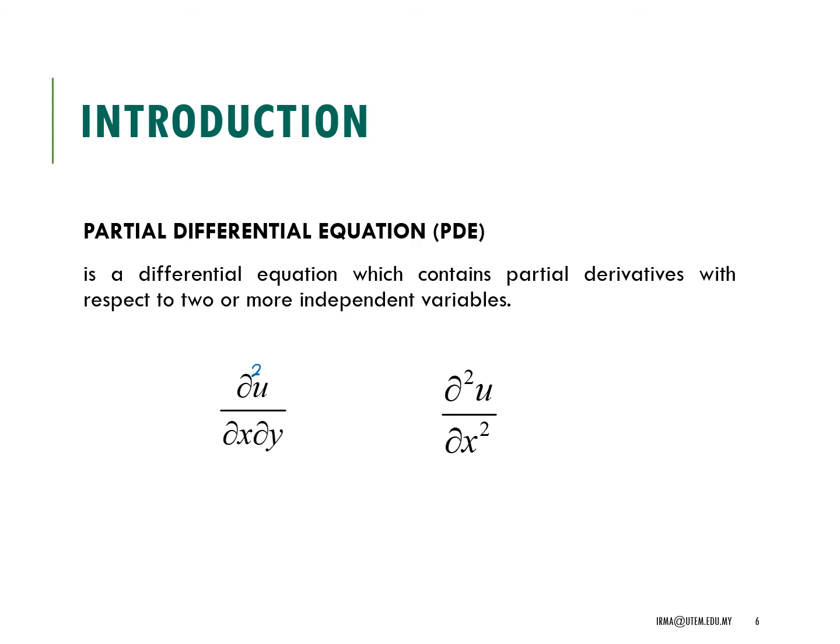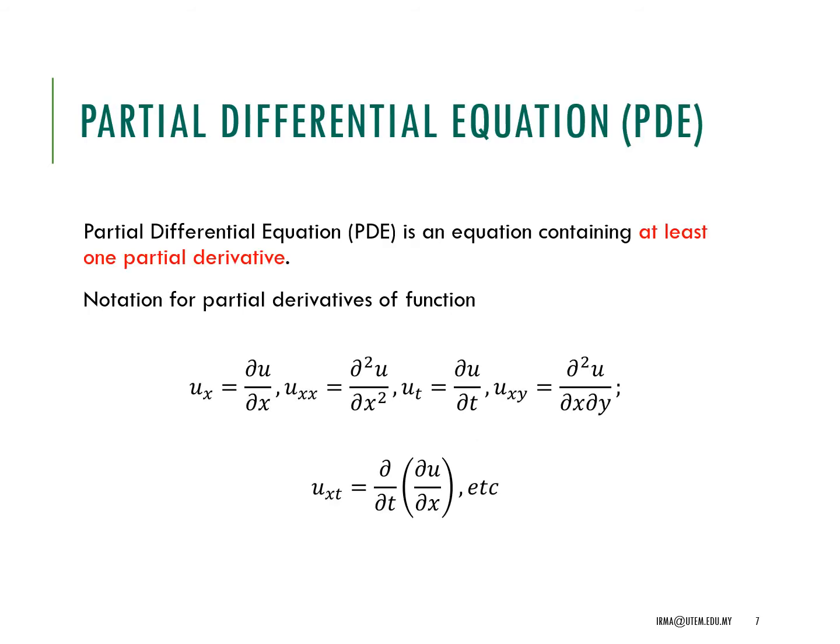This is not a partial differential equation, because if it is a PDE, it must have an equation. So this is just the partial derivatives. A partial differential equation is a differential equation which contains partial derivatives. So a PDE is an equation which contains at least one partial derivative. And the notation for PDE, just now I used the del symbol here.